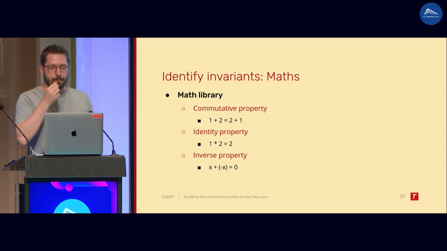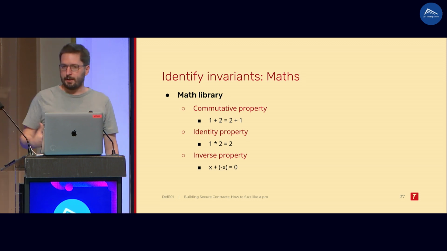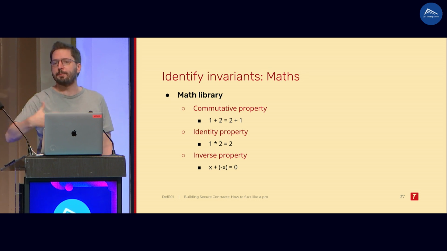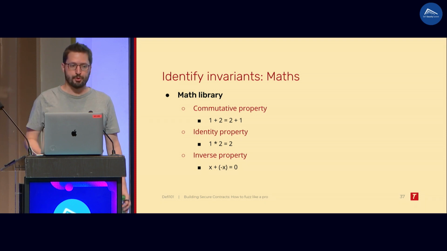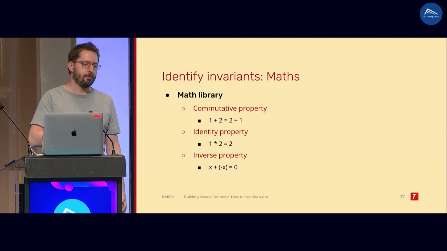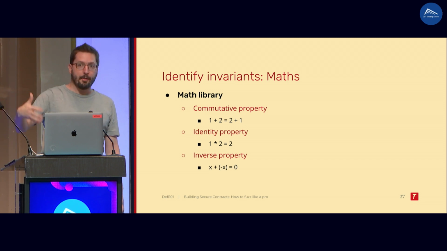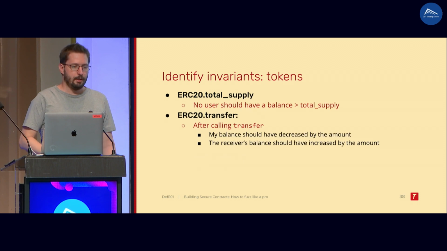Just to give you some examples, if you have an arithmetic library, like fixed point arithmetic or something like that, then you can think about what are the arithmetic properties that you should have. Commutative, identity, inverse, and so on. So you have a couple of math-related invariants that should hold for most of the properties.